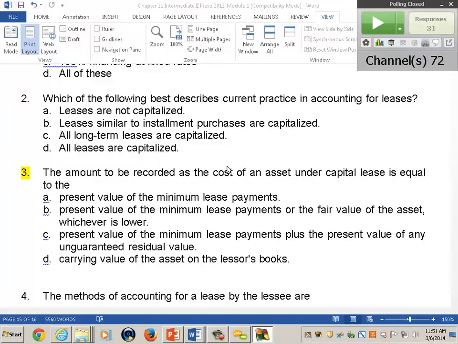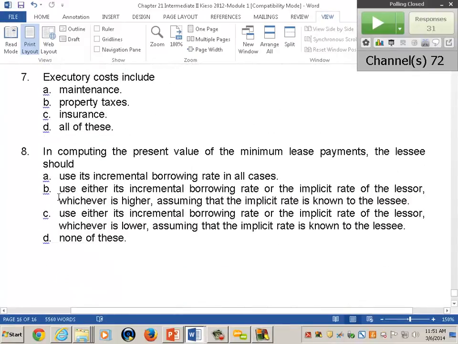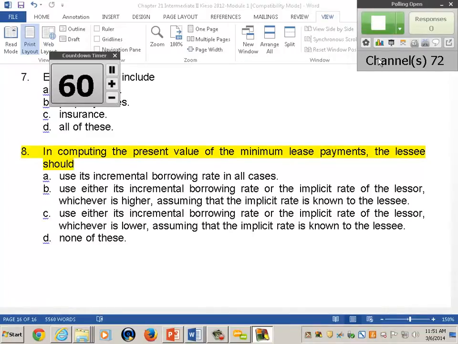All right. So any questions on number 3 or any additional questions? So that's the asset side. And of course, let's do the liability side now. If you go to the next page, number 8. All right, so we take question 8. In computing the present value of the minimum lease payments, the lessee should use, we want to know what rate to use, what interest rate.